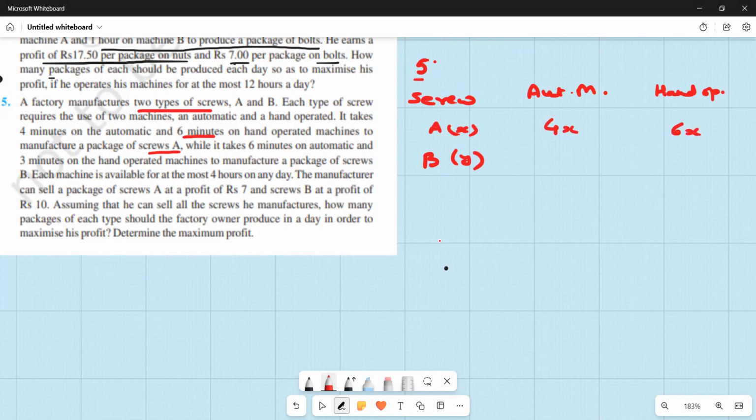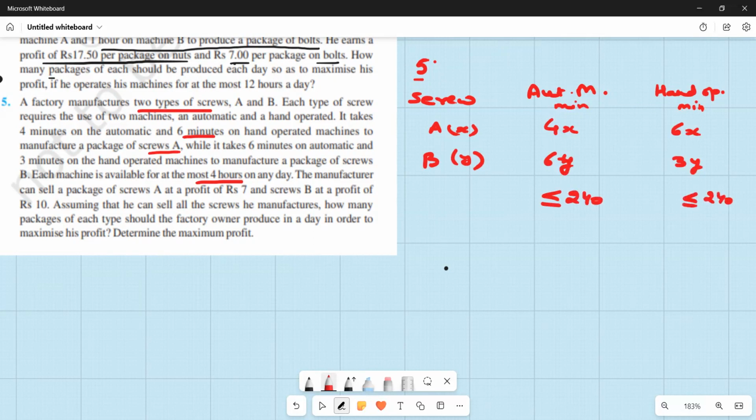So another one is for package B, 6 minutes on automatic and 3 minutes on hand operated. Now it says each machine is available for 4 hours. Here we are taking time in minutes and this is given in 4 hours. So this will be less than equal to 240 minutes. This is also less than equal to 240 minutes.